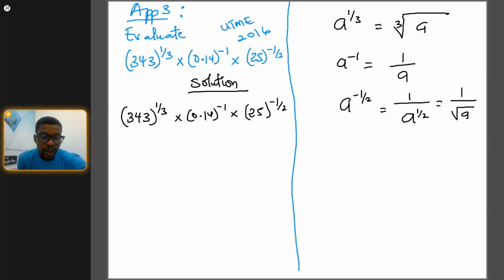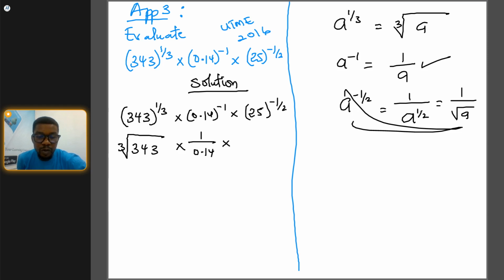For this, we are going to have the cube root of 343 multiplied by 1 over 0.14. 0.14 raised to power minus 1 is going to be 1 over 0.14, following this rule. Multiply by this, we're going to follow this rule.